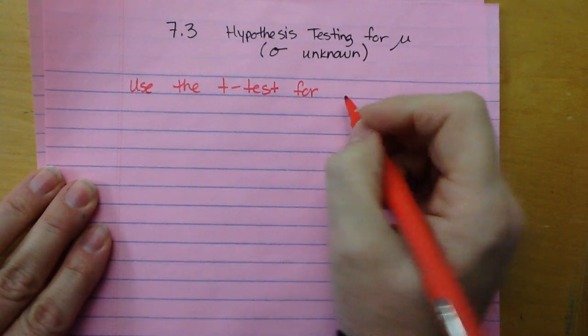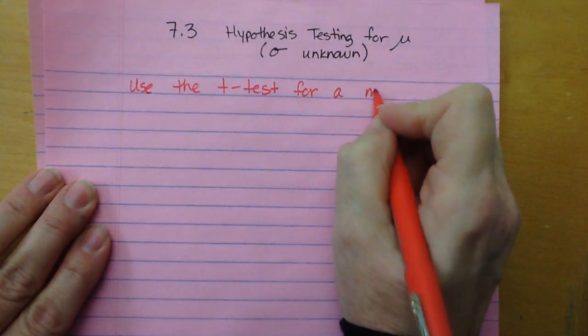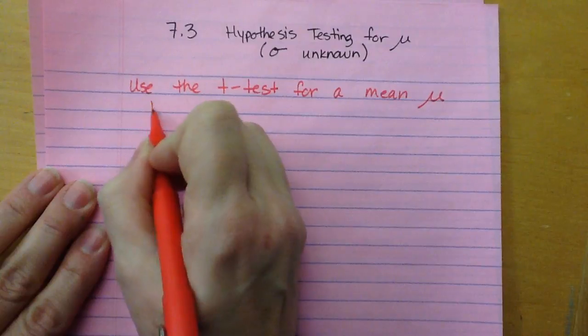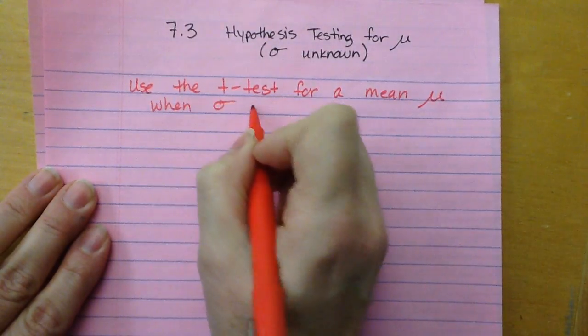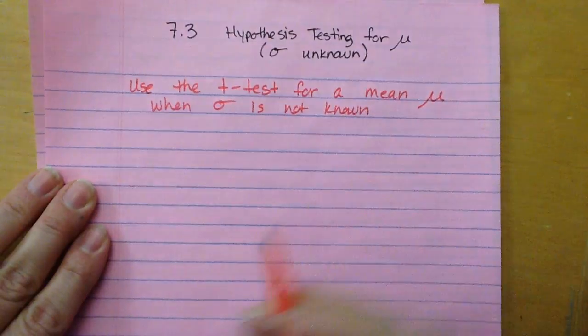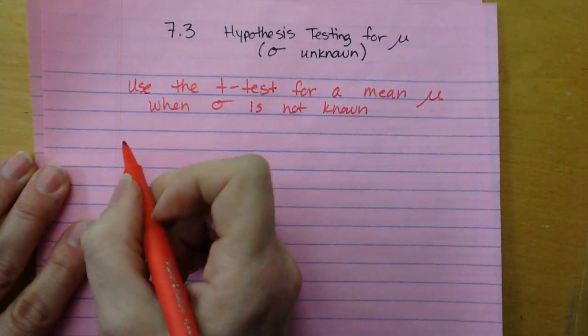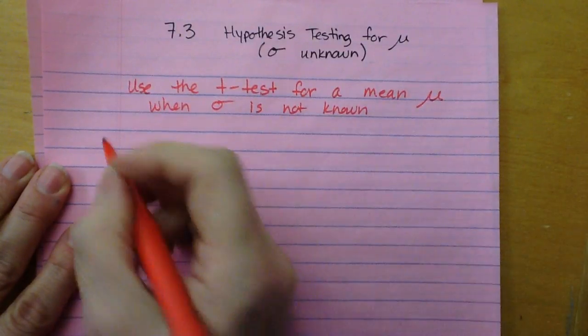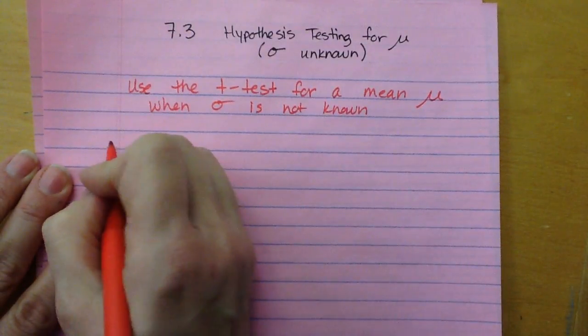So we use a t-test for a mean, which is mu, when sigma is not known. If you remember from chapter 6, I said most of the time we're not going to know sigma if we don't know the mean, so this is probably a better test for us to learn anyway.